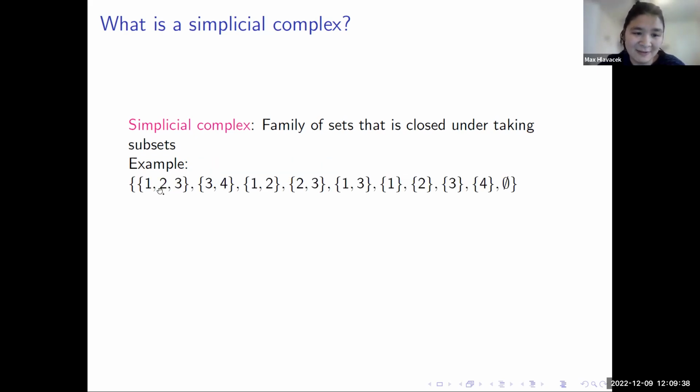Well, since we have {1, 2, 3}, we need to include all the subsets of {1, 2, 3}. So {1, 2}, {2, 3}, {1, 3}, {1, 2, 3}, and also all the subsets of {3, 4}. We already have {3}, then we need to add {4}, and then finally we also have the empty set.